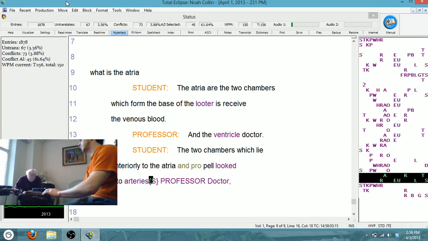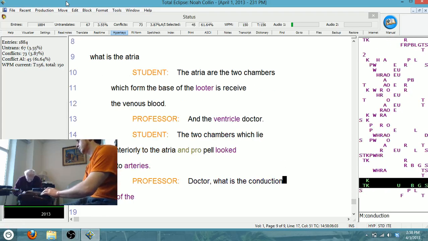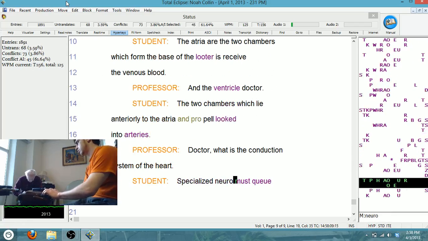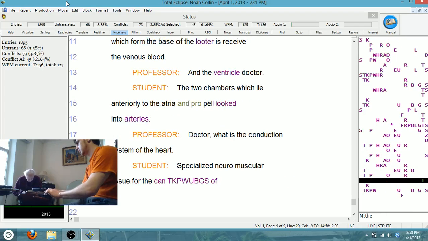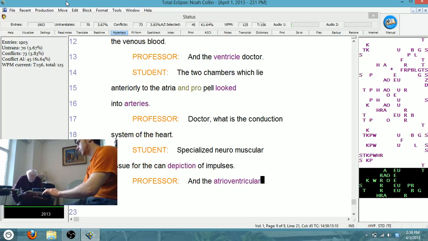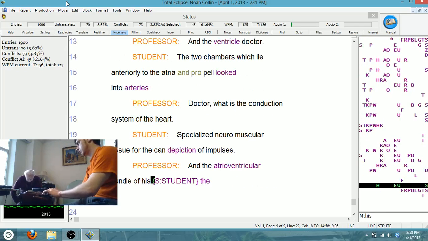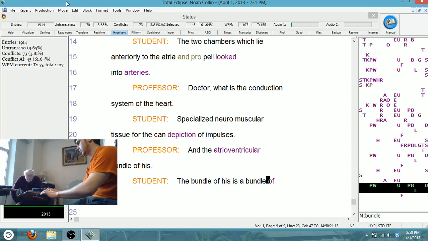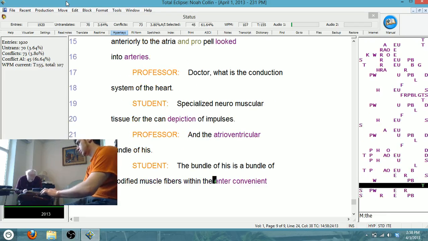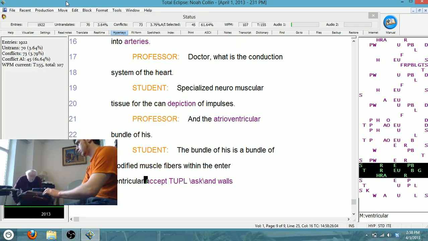Doctor, what is the conduction system of the heart? Specialized neuromuscular tissue for the conduction of impulses. And the atrioventricular bundle of His? The bundle of His is a bundle of modified muscle fibers within the interventricular septum and walls of the ventricles.